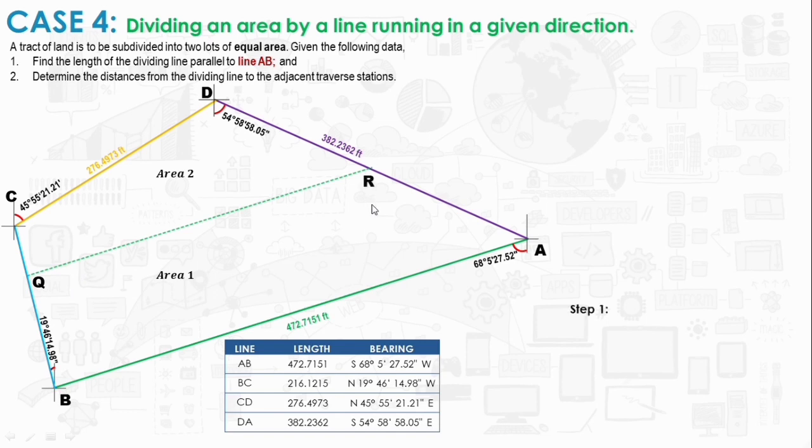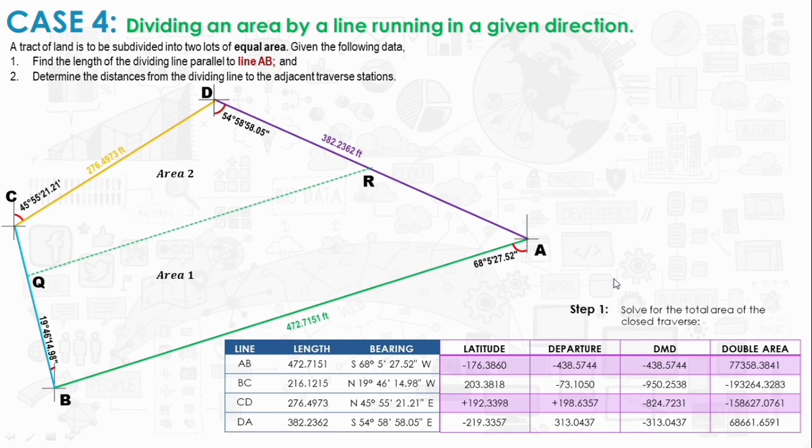So for step 1, solve for the total area of the closed traverse. I-solve muna natin yung kabuoang area ng closed traverse. Again, using the DMD method, masasolve natin yung area ng closed traverse. So solve natin yung latitude, departure, yung DMD, tsaka yung double area. Makukuha natin yung total area na 102,935.6806 square foot.